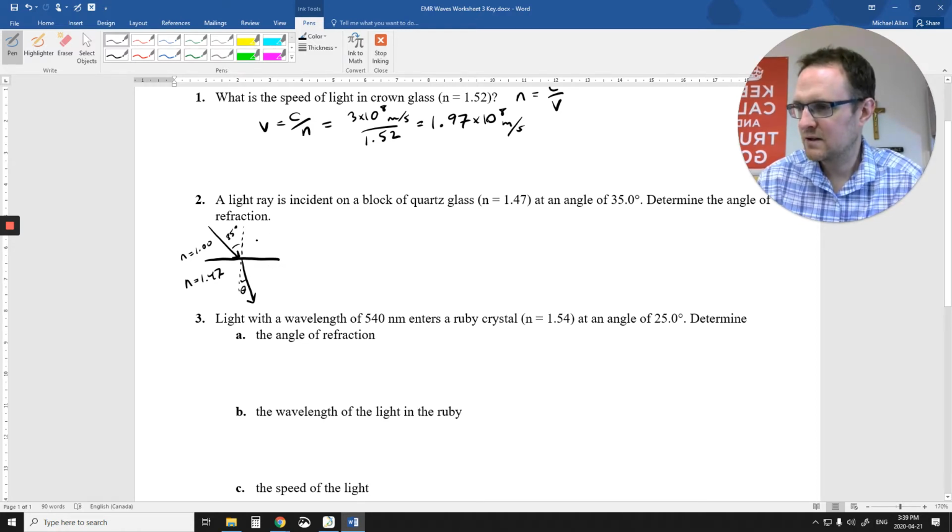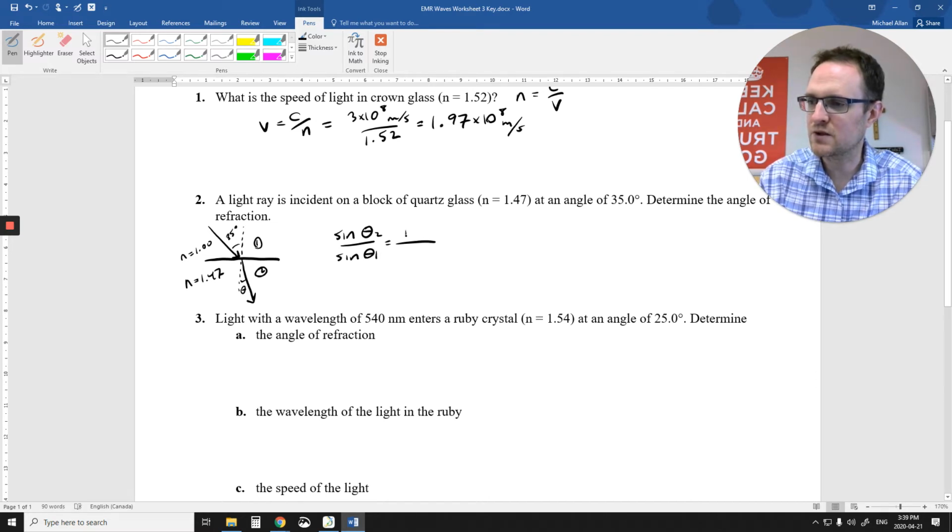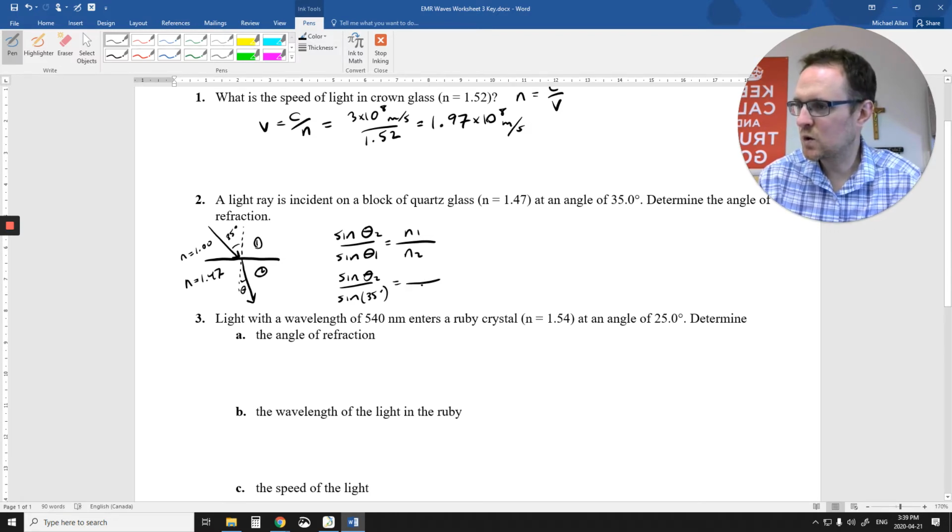So let's just label the top 1, the bottom 2. Since I'm looking for 2, I'm just going to put theta 2 on the top over theta 1. Now just remember that the index of refraction switches over. So I'm going to put 2 on the bottom here so they're across the formula from each other. And then I'm just going to put the numbers in now. So let's say 35 degrees, making sure your calculator is in the right mode. Quartz, we decided, was the 2 in this situation, and air is 1.